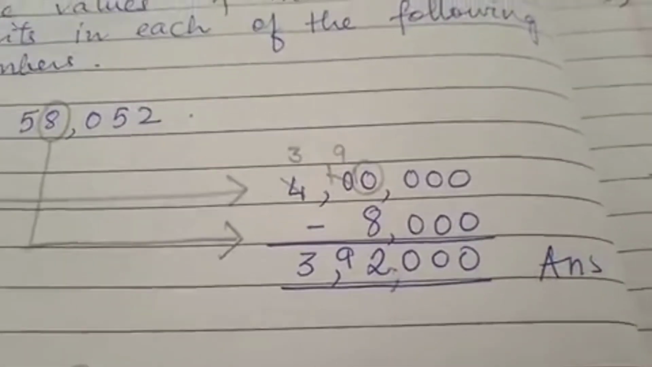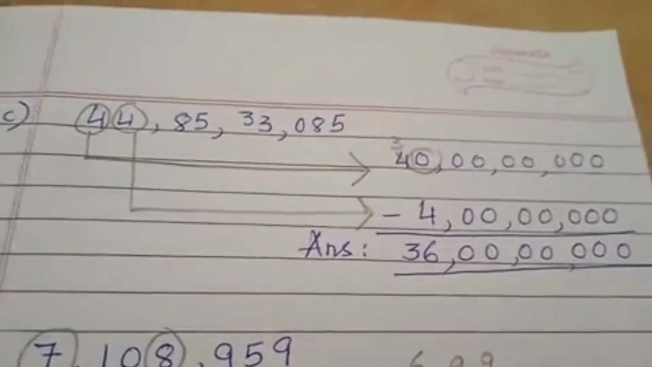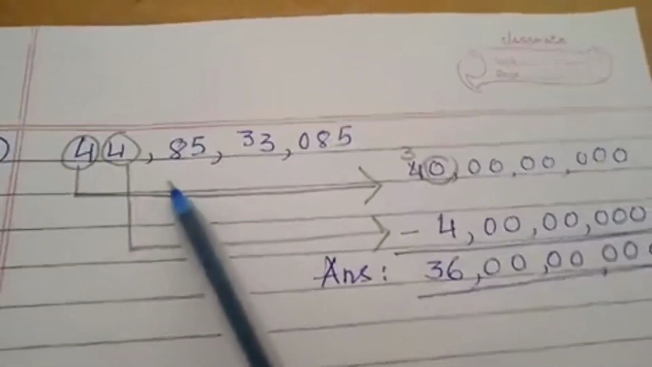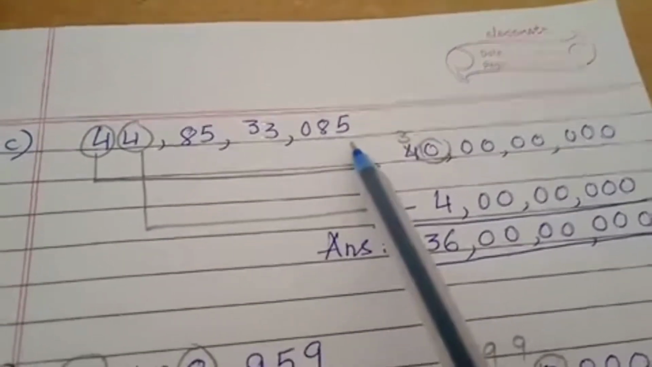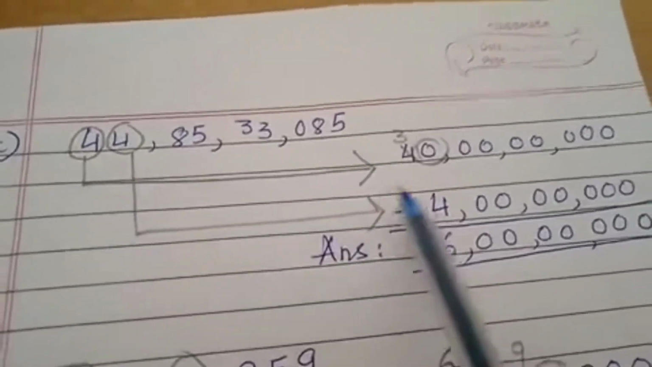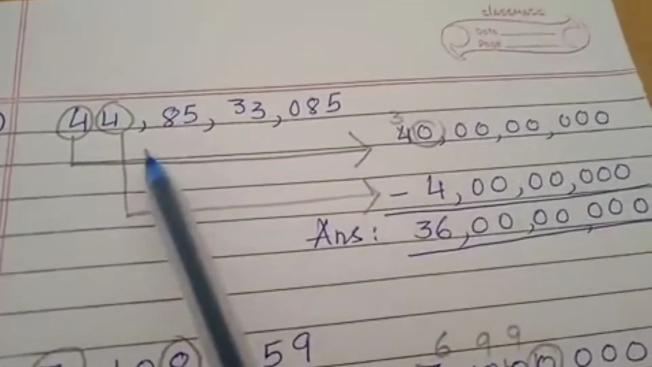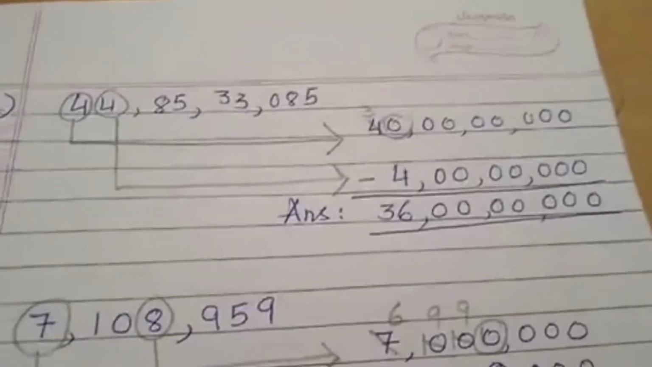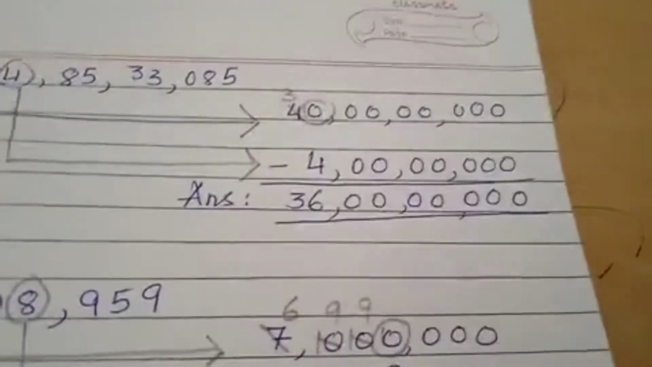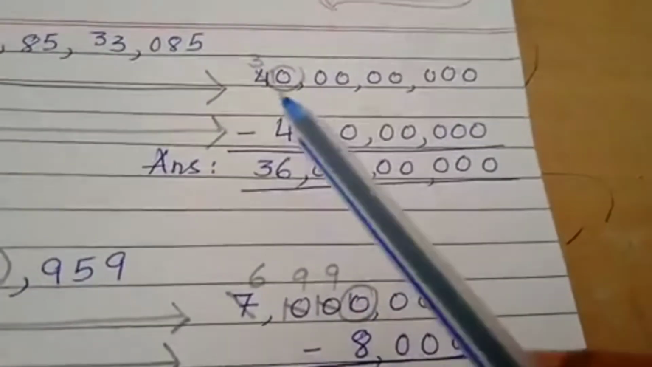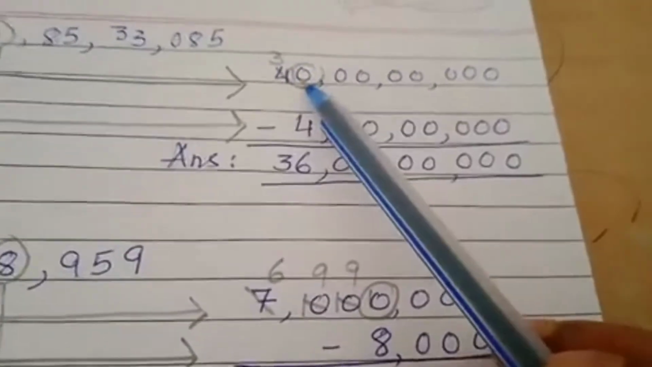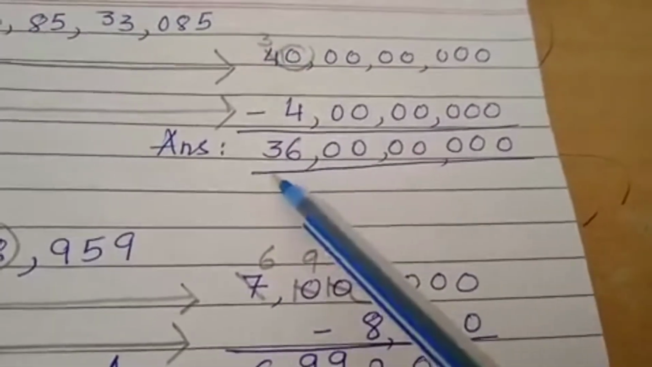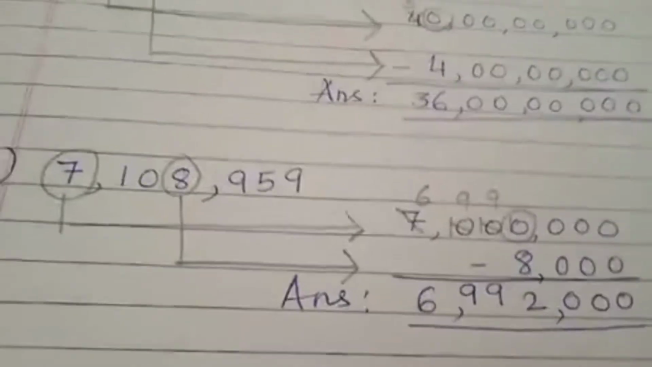Okay. Coming to number C, what is there? It has 44 crore 85 lakh 33,085. We have to find the 40 crore minus the 4 crores place from it. So 40 crore minus 4 crore. When you subtract, all zeros in all these places, and this has to be converted into 10 by borrowing. So 10 minus 4 is 6, and this becomes 3. So 36 crore is your answer.